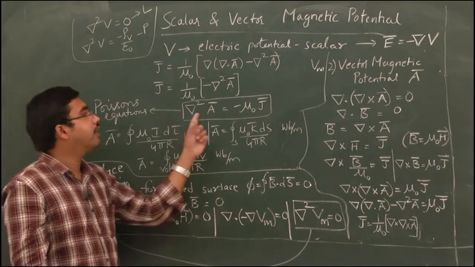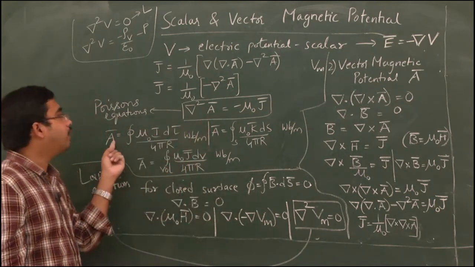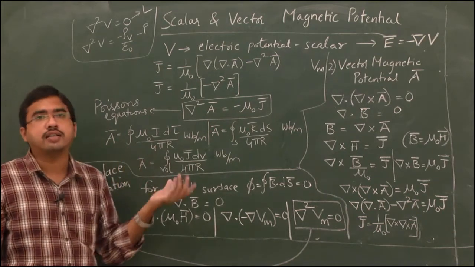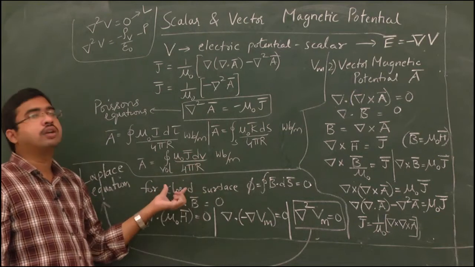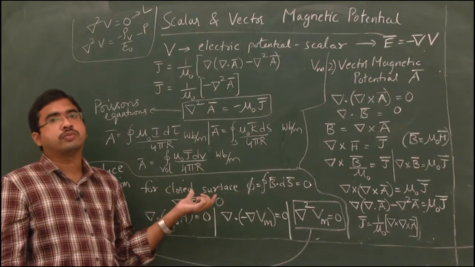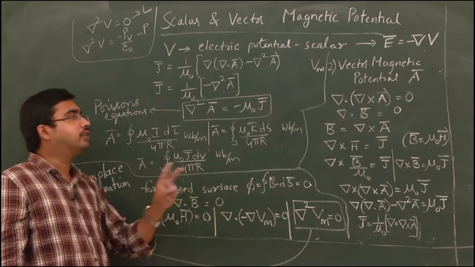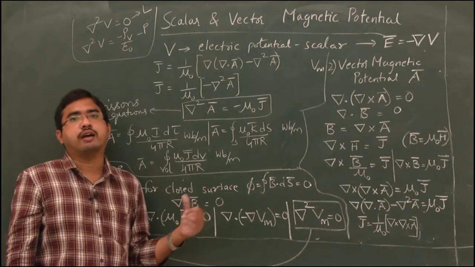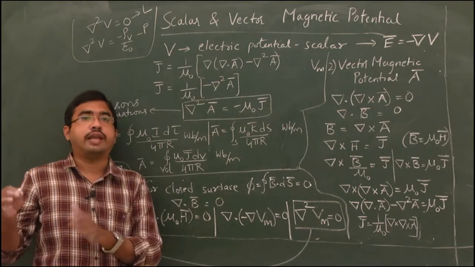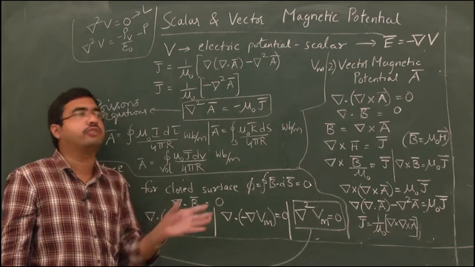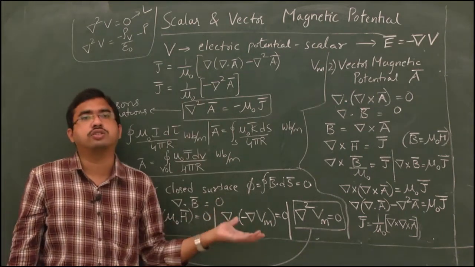Okay, and we have also expressed vector magnetic potential for different charge distributions: line charge distribution, surface charge distribution and volume charge distribution. So finally we have completed 2 units. You should get a complete grip on the first unit as well as the second unit, so that our next units will be very easy if you are perfect with these first 2 units.